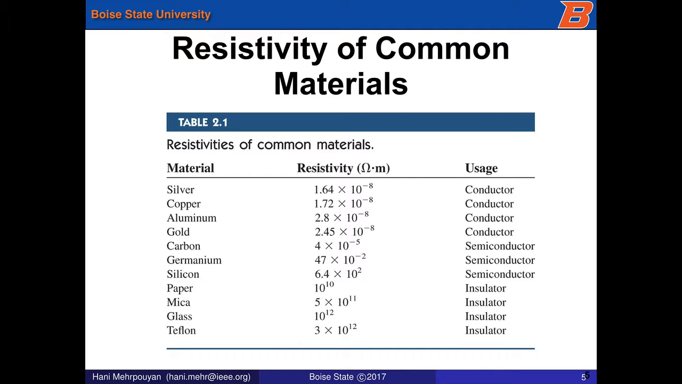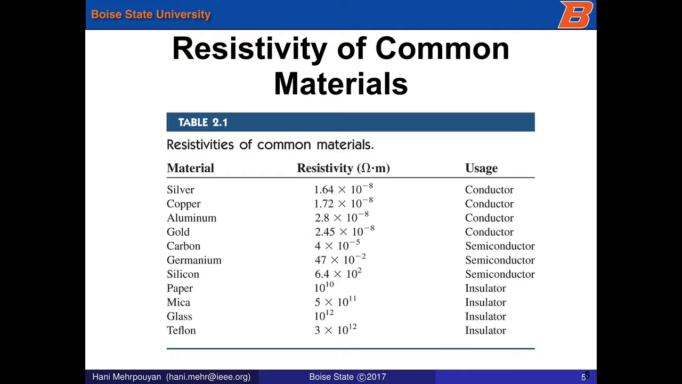Moving forward, we can look at the resistivity of different materials. Here we're looking at, for example, silver, copper, aluminum, gold. What's very interesting is that silver is actually the best conductor, but it's not actually used in electrical wires. The main reason is cost. So copper is the most commonly used item. Aluminum is the second one.